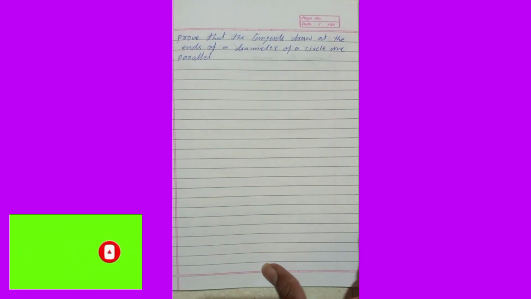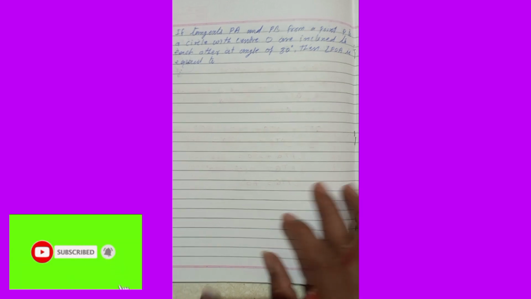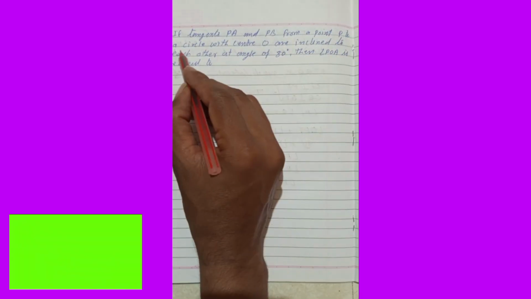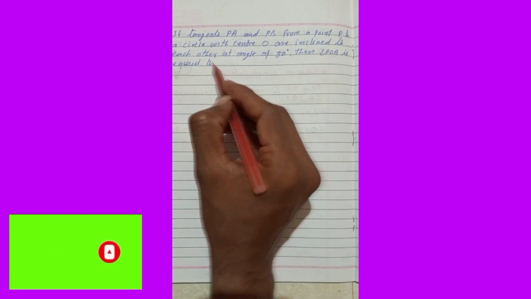Next we are going to question number 3. It says that if tangents PA and PB from a point P to a circle with center O are inclined to each other at an angle of 80 degrees, then find angle POA.